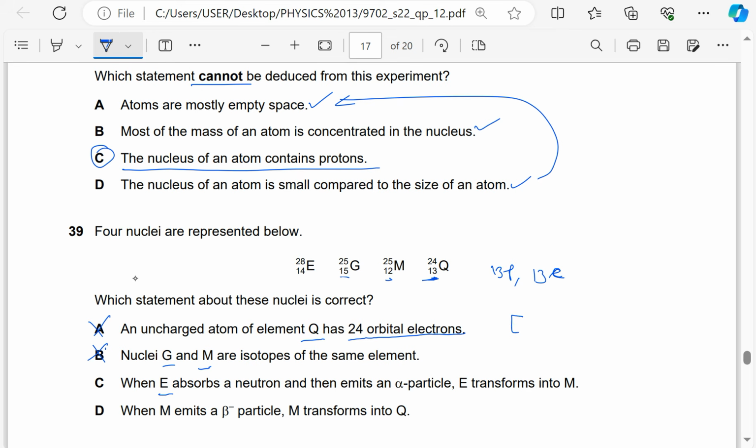E absorbs a neutron. Let's see. E is 28, 14, plus a neutron, which is 1, 0, and then emits an alpha particle. Alpha is 4, 2. E transforms into M. So let's check. Plus M. M is 25, 12. Let's check if it is balanced. Proton number 14, 14. Nucleon number, we have 28 plus 1, which is 29. 4 plus 25, which is 29. So this statement is correct.